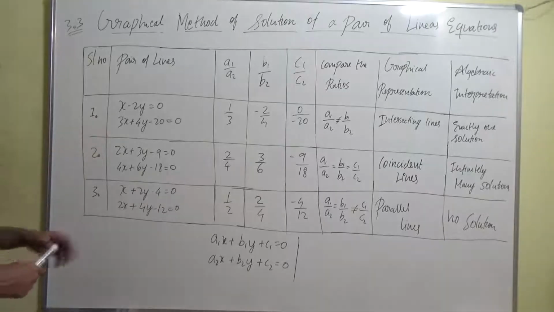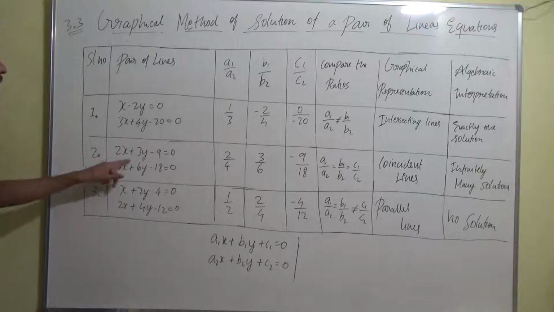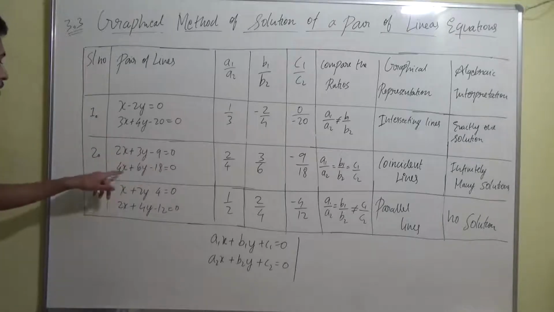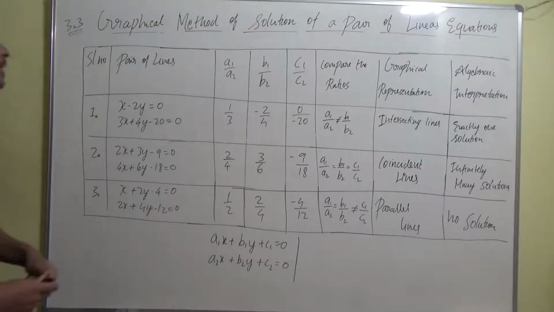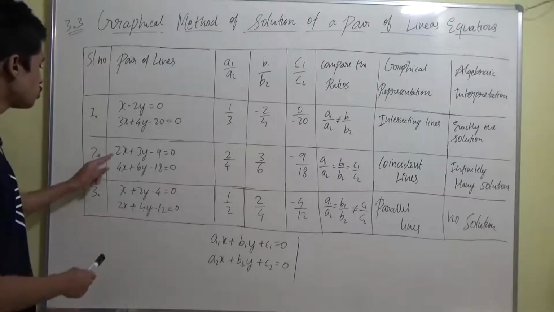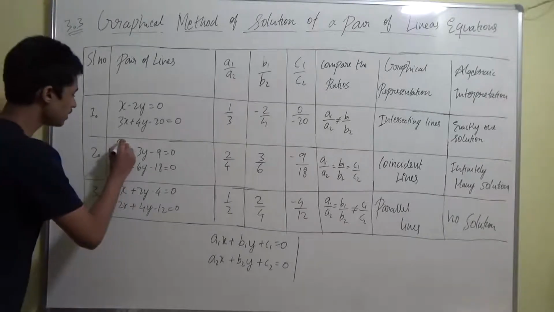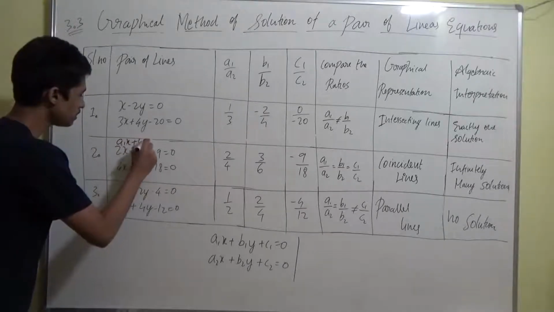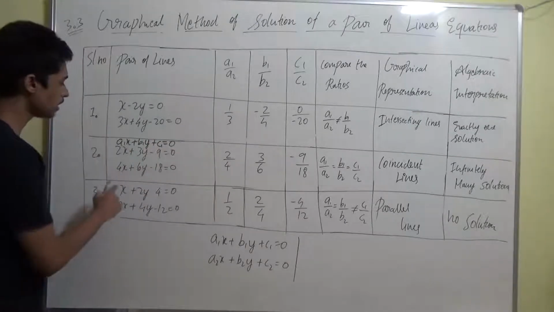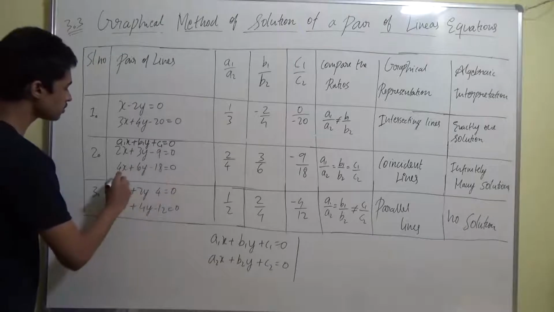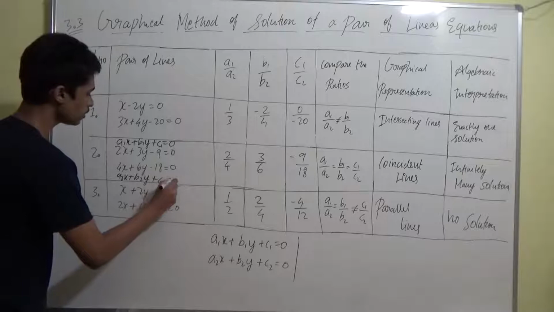The second condition, let's understand with another pair of equations. It is 2x plus 3y minus 9 equal to 0 and 4x plus 6y minus 18 equal to 0. If you take the ratio A1 to A2, here you will get 2 by 4. As you know, the general equation is A1x plus B1y plus C1 equal to 0, and the general equation for the second equation is going to be A2x plus B2y plus C2 equal to 0.